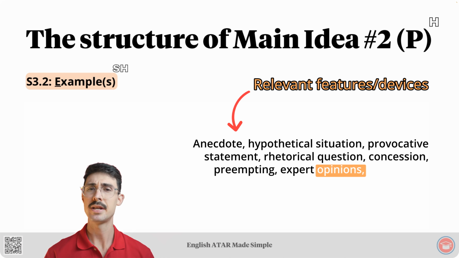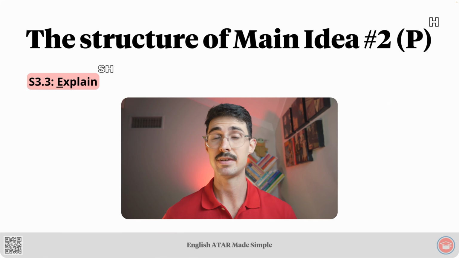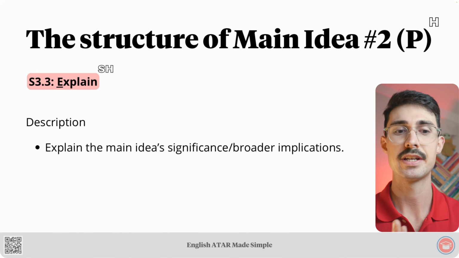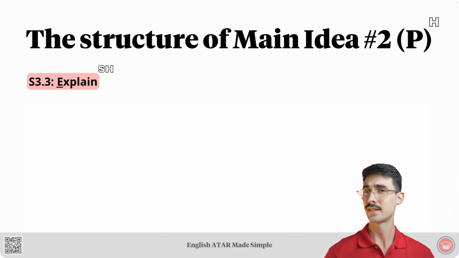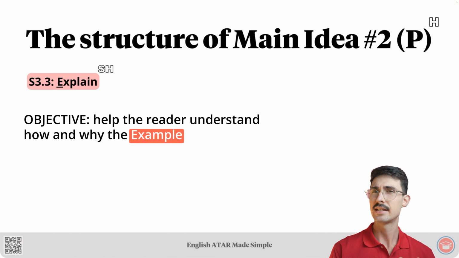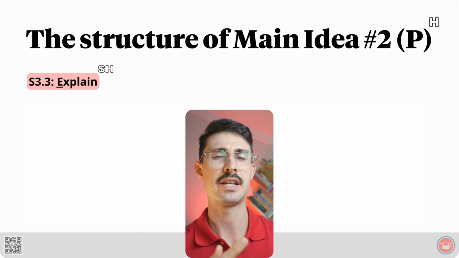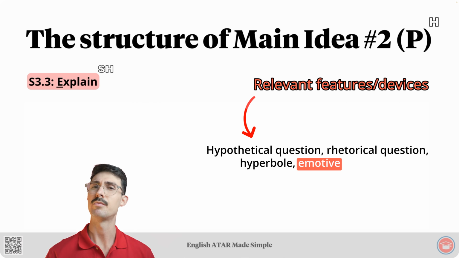Second last subsection of section 3 is the explain, which also has a subheading. This requires you to explain the main idea's significance or broader implications. Once again, the objective is to help the reader understand how and why the example relates to them. Some features or devices to consider using in this subsection: hypothetical question, rhetorical question, hyperbole, emotive language, satire.